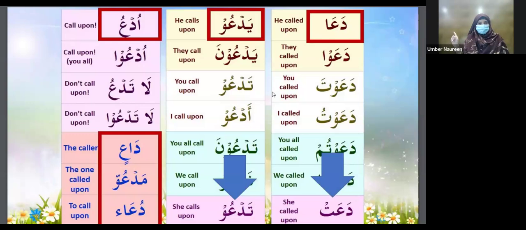Assalamu alaikum. Wa alaikum assalam. Da'a, he called upon. Da'aw, they called upon. Da'ata, you called upon. Da'autu, I called upon. Da'autum, you all called upon. Da'auna, we called upon. Da'at, she called upon. Yad'u, he calls upon. Yad'una, they call upon. Tad'u, you call upon. Ad'u, I call upon. Tad'una, you all call upon. Nad'u, we call upon. Tad'u, she calls upon.